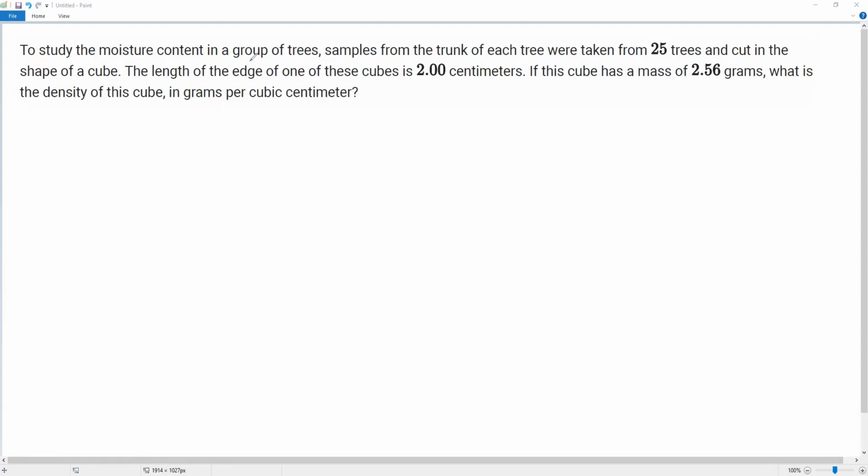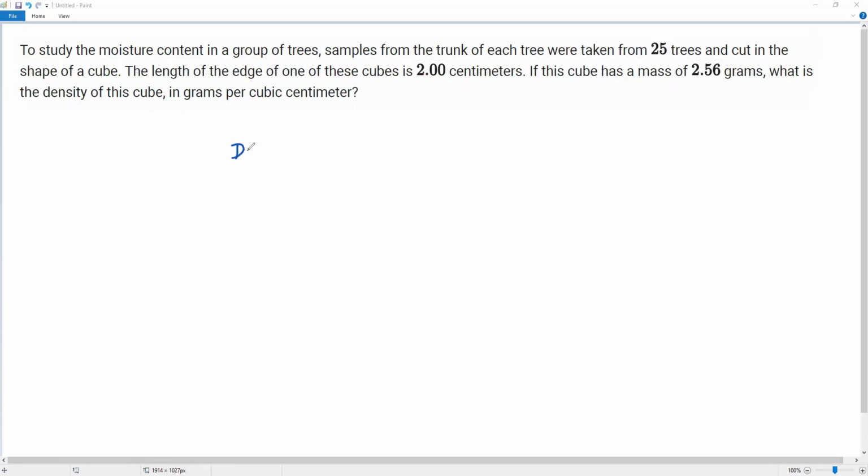To study the moisture content in a group of trees, samples from the trunk of each tree were taken from 25 trees and cut in the shape of a cube. The length of the edge of one of these cubes is 2.00 centimeters. If this cube has a mass of 2.56 grams, what is the density of this cube in grams per cubic centimeter? Okay, here we have to find the density.